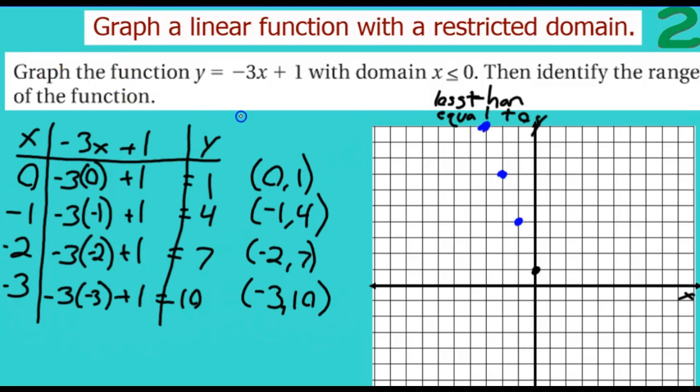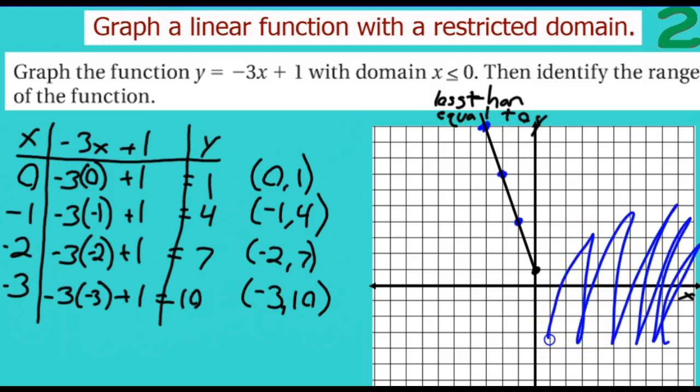So, when we are graphing this though, we know that x cannot go past 0. We know that x is only less than or equal to 0. So my line is only going to be less than or equal to 0. Past this into our positives, that's our restricted domain. We can't go there. Restricted means it's off limits. So our line only goes through here.